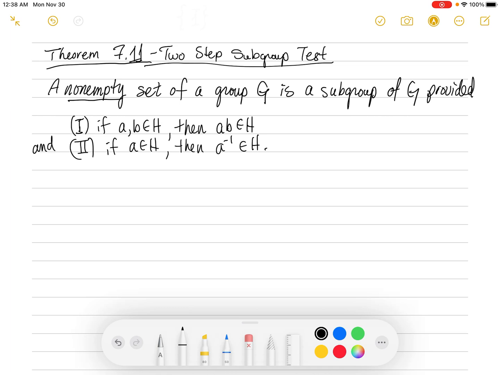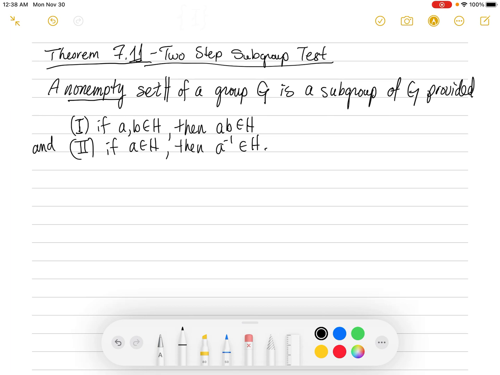So we're going to look at proving things, how to prove things are subgroups, and the method is going to be called the two-step subgroup test. What does the two-step subgroup test say? It says a non-empty set H of a group G is a subgroup of G provided two things happen.